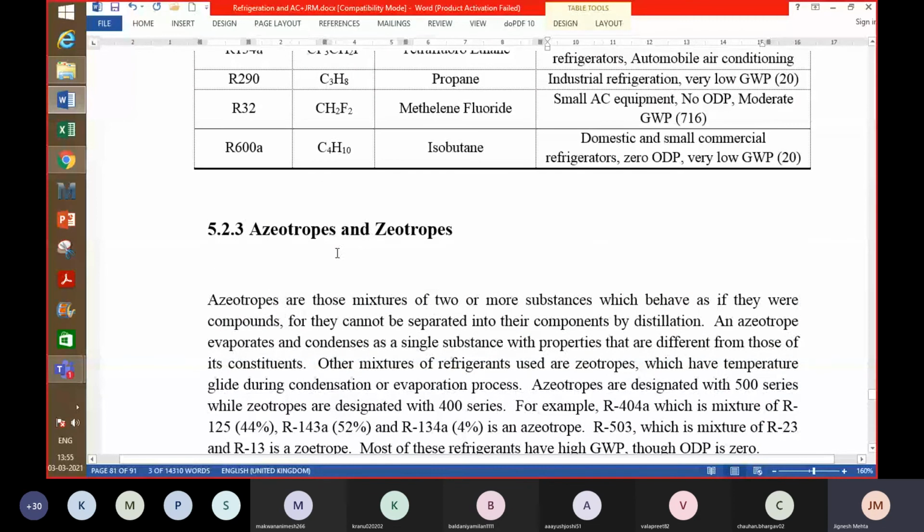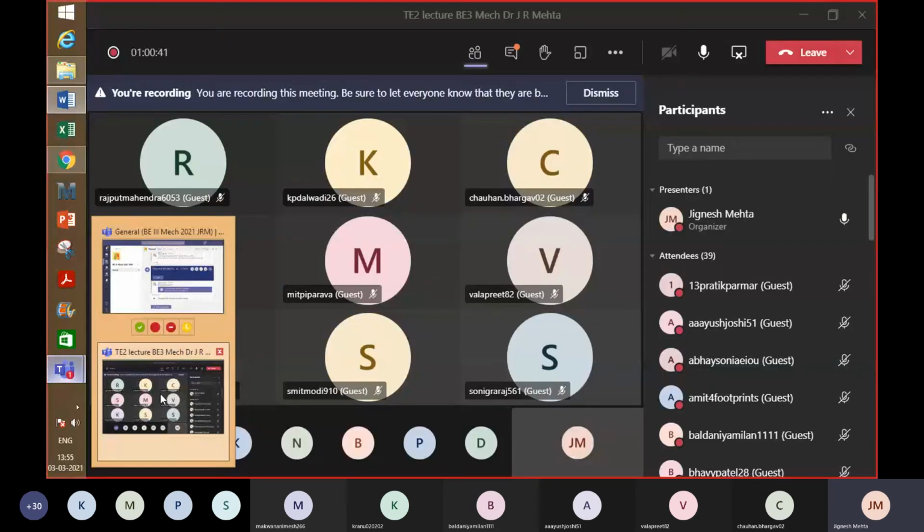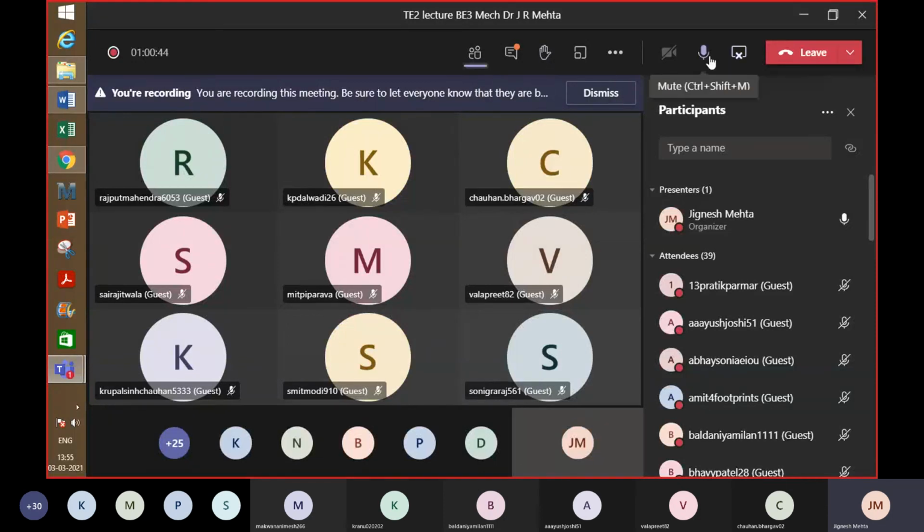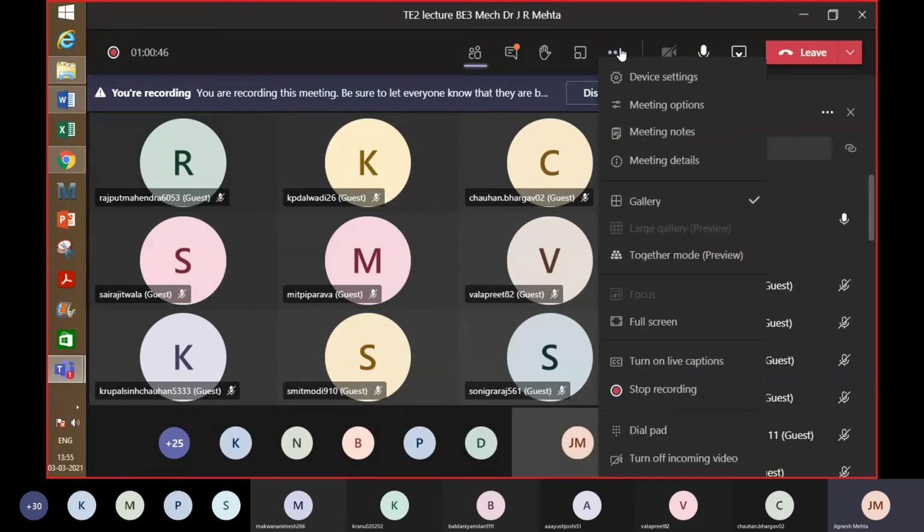And the scenario, as I told you, is very dynamic, and things are changing very fast. The natural refrigerants were the ones which were used initially, but then they were replaced with synthetic refrigerants. But now these natural refrigerants, because of low GWP and zero ODP, many of them are again getting favor, like hydrocarbons, ammonia and carbon dioxide. Okay.